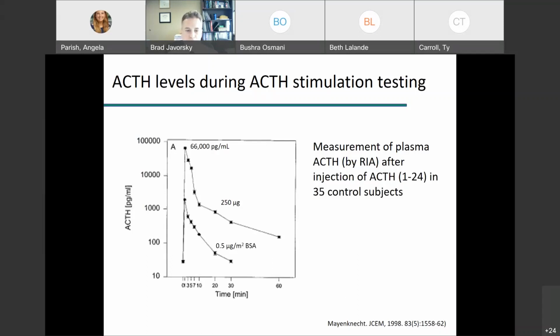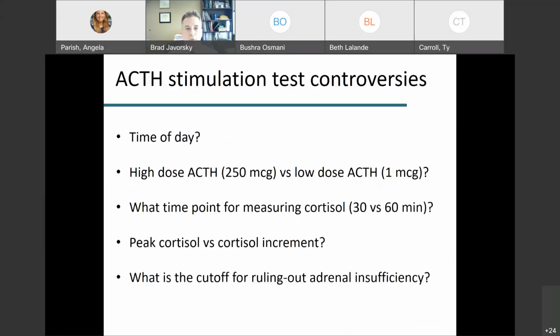This test just shows, this is just a study that looked at 35 control subjects, and we can see that the ACTH levels are really high after injection of 250 micrograms. There's been a number of ACTH stimulation testing controversies over the years, and many different people have tried to answer these different questions. So, for example, what time of day should it be done? Another one is, what's better, the high dose or the low dose? And we talked about that a little bit.